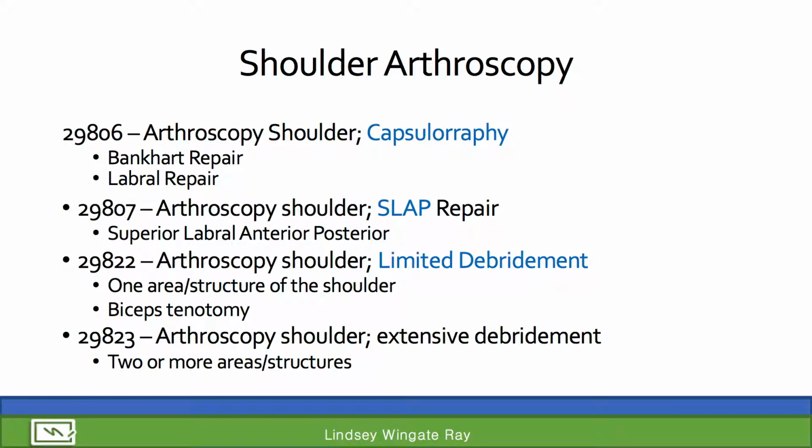We're going to talk about the shoulder arthroscopy section. Turn to that in your books now. There are common codes I need you to write some things next to, so let's get started.